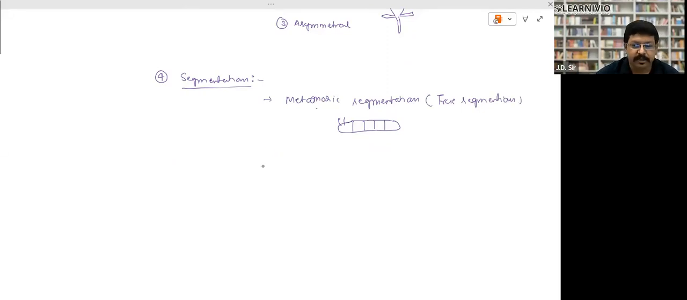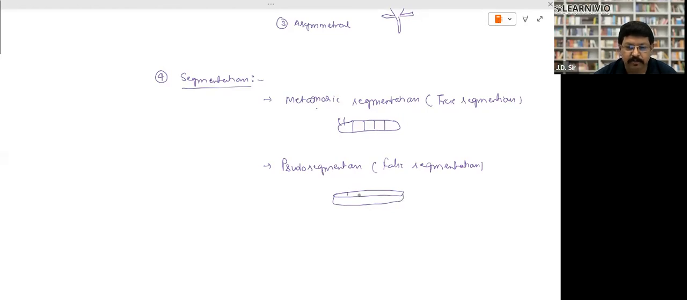Another kind of segmentation is called false segmentation, that is, pseudo segmentation. Pseudo means false. In false segmentation, the body will be divided externally into multiple parts, but internally the body will not be divided. Suppose that this is an animal. Externally the body will look divided, but internally it is not divided into segments. This is called pseudo segmentation or false segmentation.